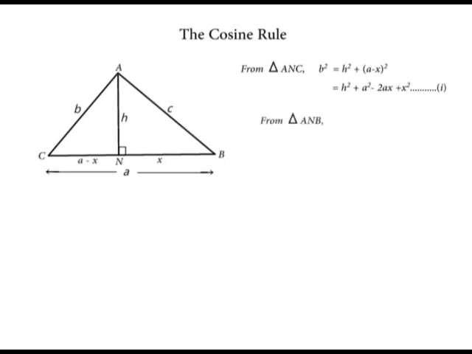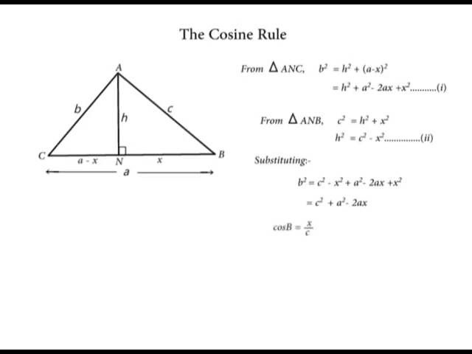In triangle ABN, C squared is equal to H squared plus X squared. Therefore, H squared is equal to C squared minus X squared according to Pythagoras' theorem. We call that equation 2. Substituting H squared from equation 2, we get B squared is equal to C squared minus X squared plus A squared minus 2AX plus X squared. And that gives us C squared plus A squared minus 2AX.